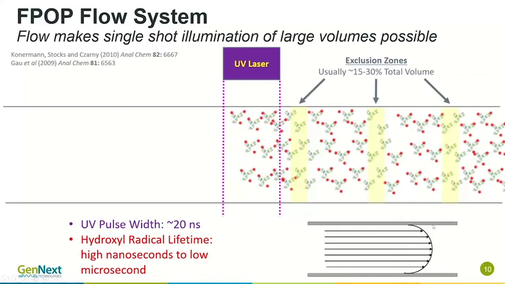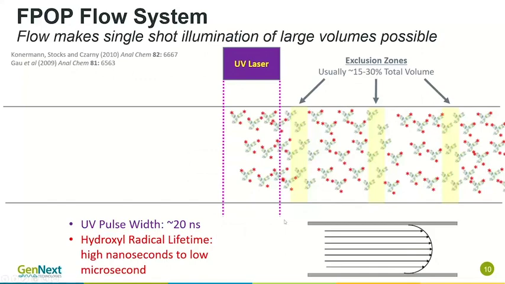And if that volume that you're double illuminating gets large enough, you start to probe these oxidatively induced conformational changes. You start to see artifacts in your data. So we always have these exclusion zones calculated into our FPOP experiment. Usually these exclusion zones are about 15 to 30% of the total volume.